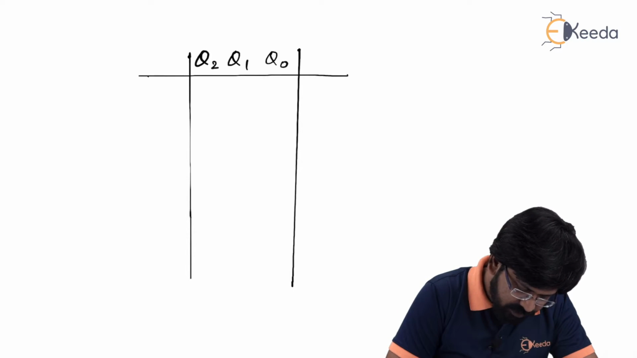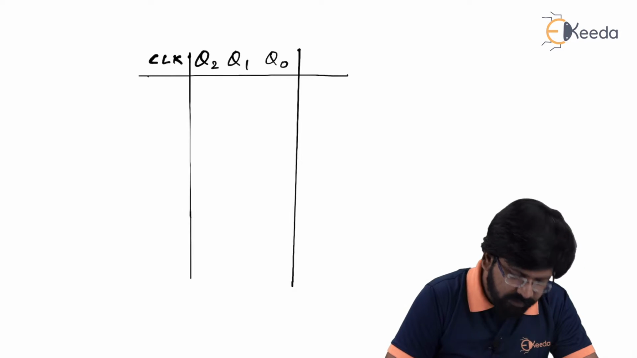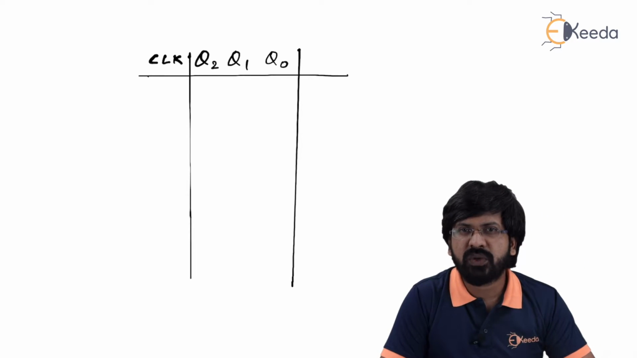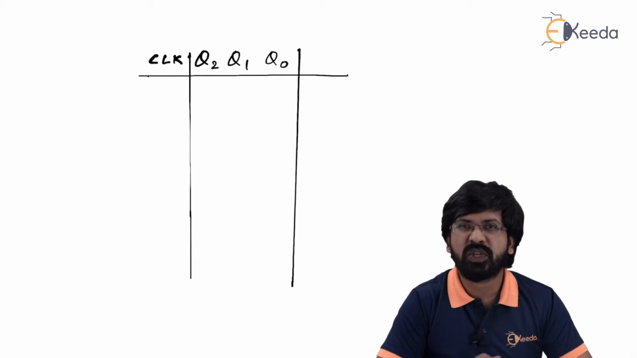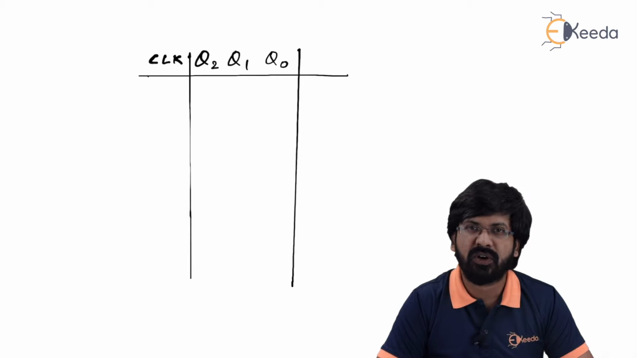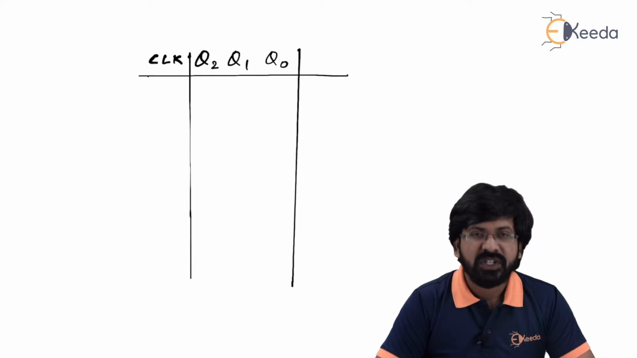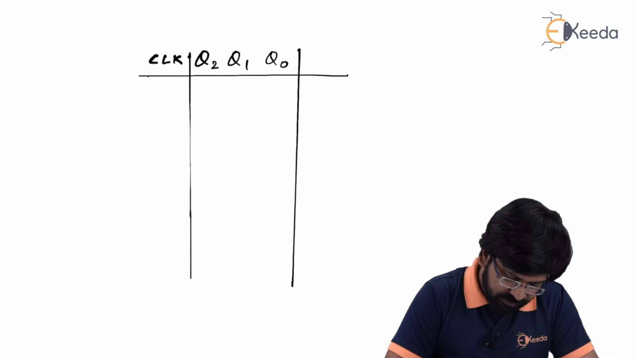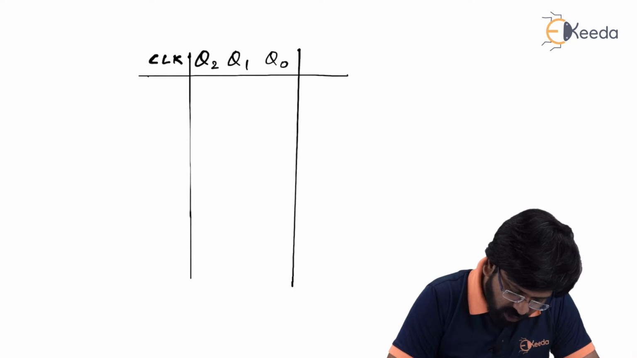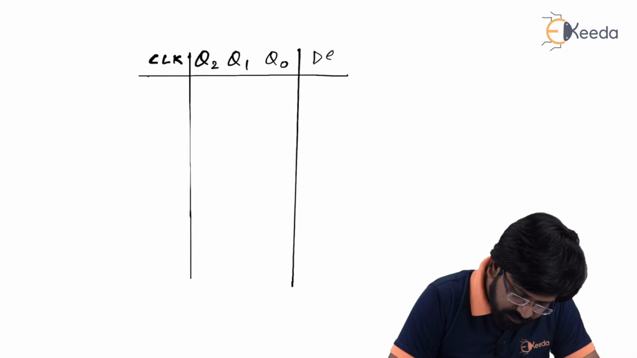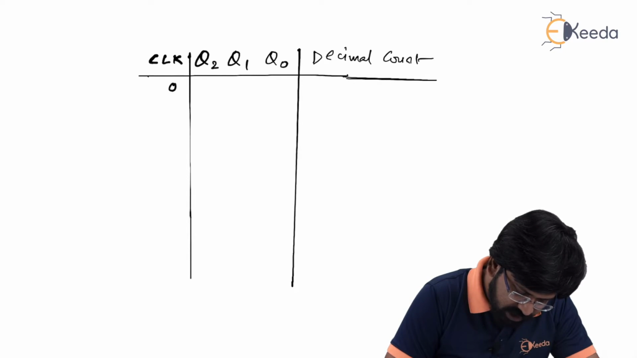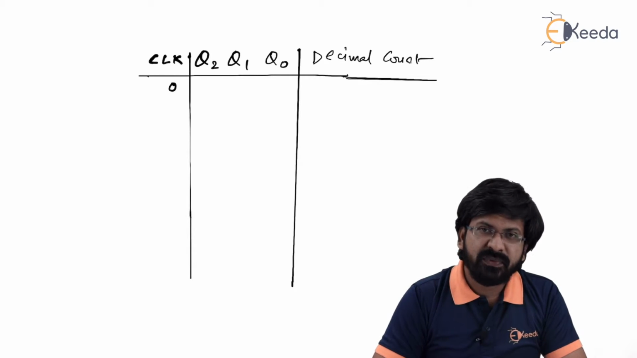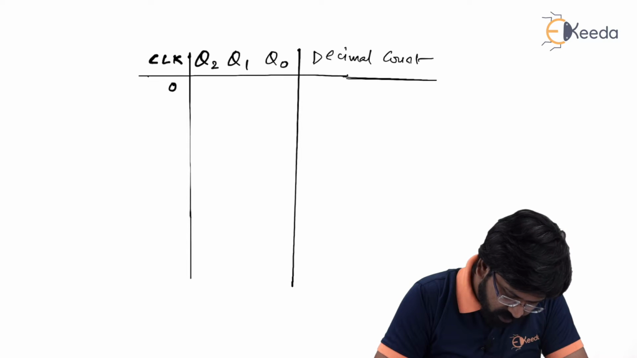So I have made 3 columns here. In the first I am drawing the main clock. Don't forget, the main clock is only given to flip-flop number 0. It has nothing to do with the status of Q2 and Q1. Only Q0 is going to change at every negative edge of the main clock input, because Q0 will act as a clock for Q1 and Q1 will act as a clock for Q2. In the third column, I am going to keep track of the decimal count that you are getting. So assuming clock number 0, when no clock was applied, the initial status of Q2, Q1, Q0, let us assume all of them are 0, 0, 0.